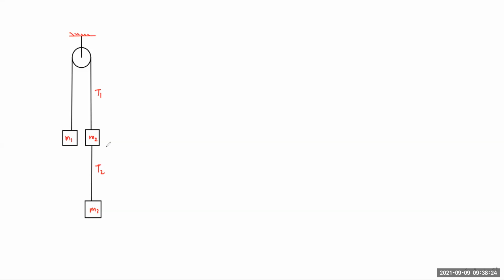Sir, I got the acceleration. Yes, sir, I also got the acceleration. Tell me the expression. Sir, it's M2 minus M1 plus M3 divided by M1 plus M2 plus M3, multiplied by G. Yeah, correct.